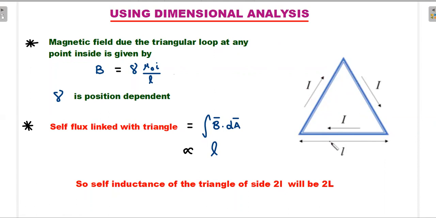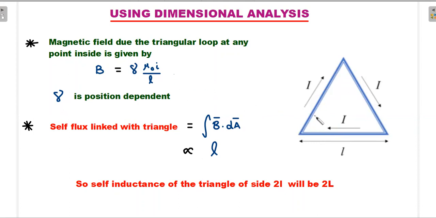By using Biot-Savart law and some guesswork, you should be able to realize that we can write the magnetic field at any point somewhere here, let's suppose, as a factor, let's say gamma, of mu naught current divided by L. If current I is flowing and L is the side length, you should be able to write this as mu naught I by L times gamma.